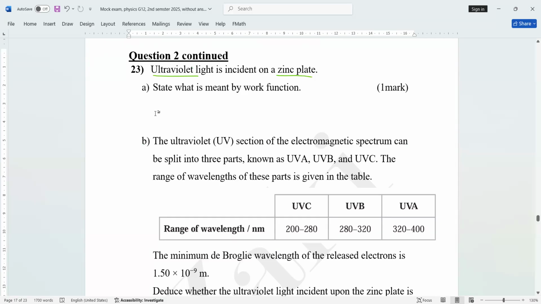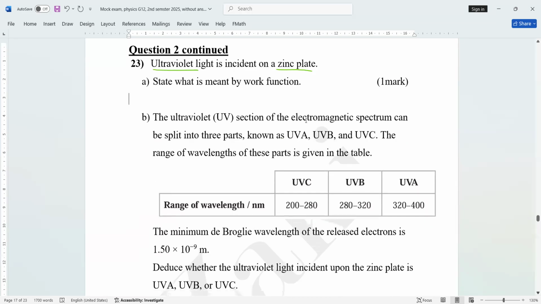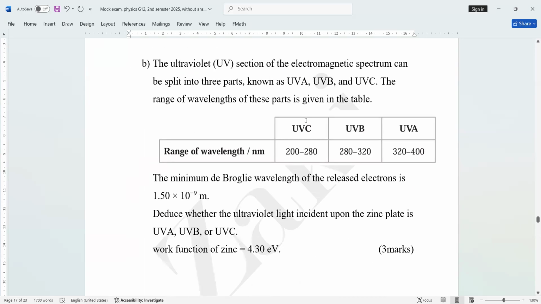Now let us do the next question. Read the question, be careful with me, and try to solve. The ultraviolet UV section of the electromagnetic spectrum can be split into three parts known as ultraviolet A, ultraviolet B and ultraviolet C. So these are three parts. The range of wavelengths of these parts is given. This is the wavelength of ultraviolet C, from 200 to 280 nanometer, and B is 280 to 320, and A like this.